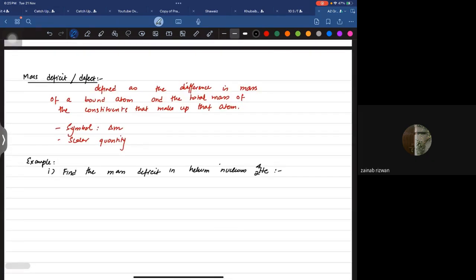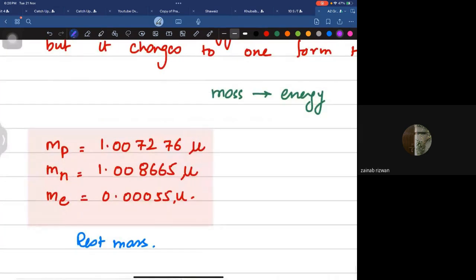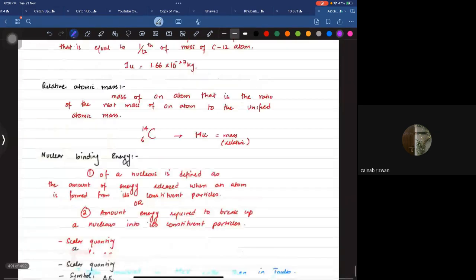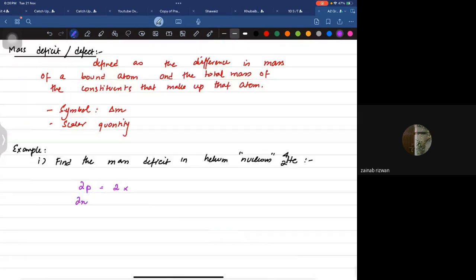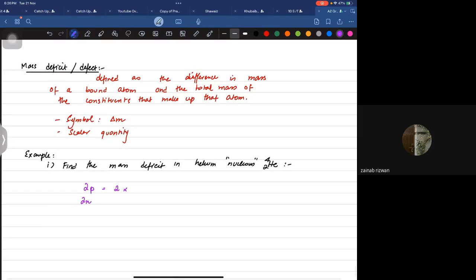If they write nucleus, then it already means that you're going to ignore the electrons and their mass. So, the nucleus of helium has two protons and two neutrons. Now, two times the mass of proton I gave you earlier, right here. If you've written it, you can look at it from here. The mass of proton, again, you don't need to remember that. They're going to give you this themselves.